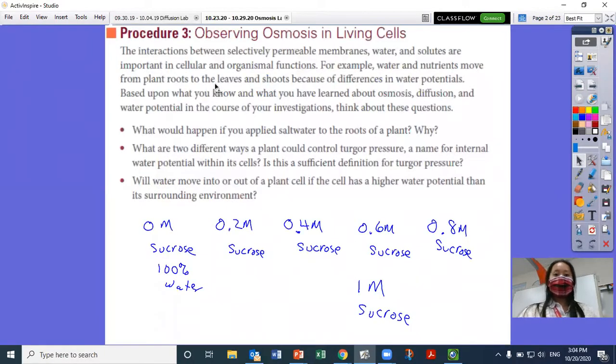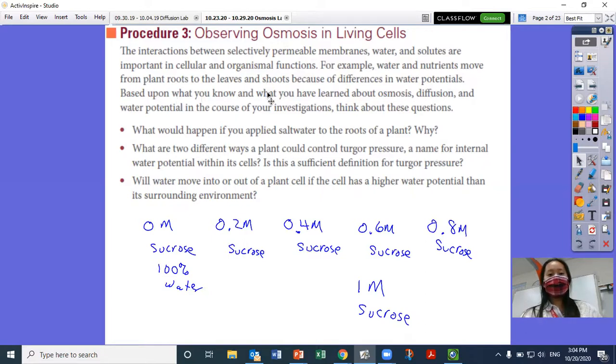So we're observing osmosis in living cells. So we'll be working with carrots because they are living organisms, or at least they once were before they were plucked from the ground, right? The interactions between selectively permeable membranes, water and solutes are important in cellular and organismal functions. For example, water and nutrients move from plant roots to the leaves and shoots because of differences in water potentials.